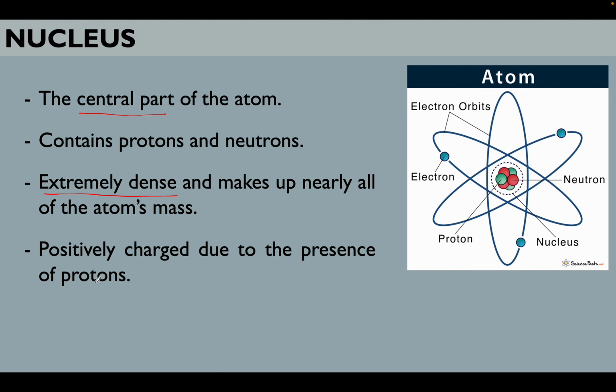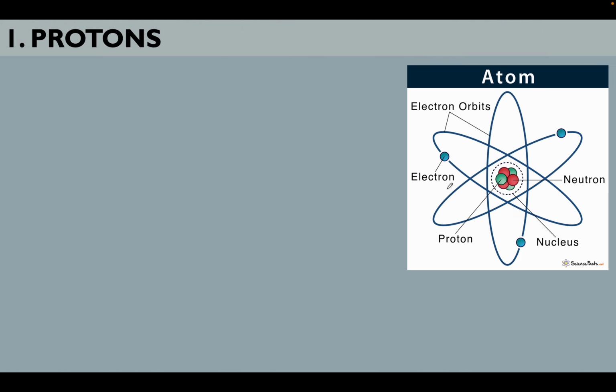Okay, now this time we will be discussing the three main subatomic particles of the atom, which are again the proton, the neutron, and the electron. Let's start with the protons. Protons carry a positive charge. That is why the nucleus is positively charged due to the presence of protons, because protons carry a positive charge, which is +1.